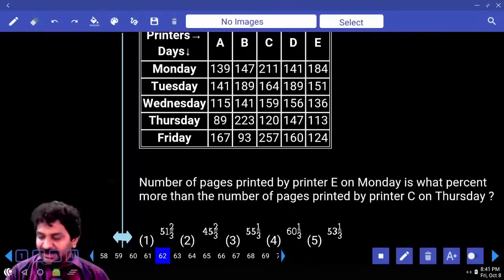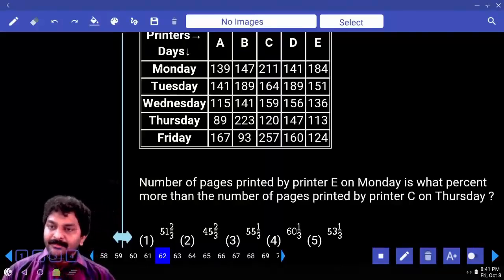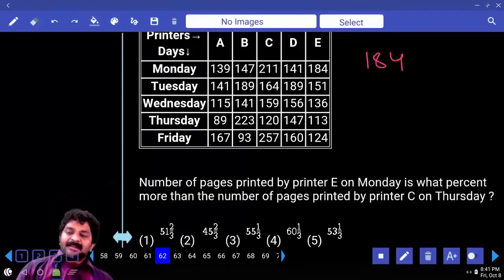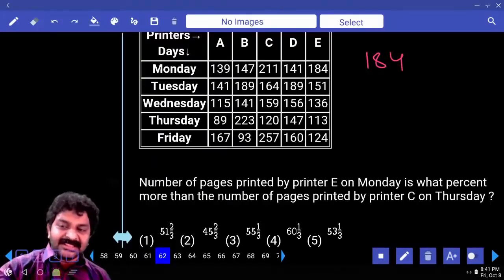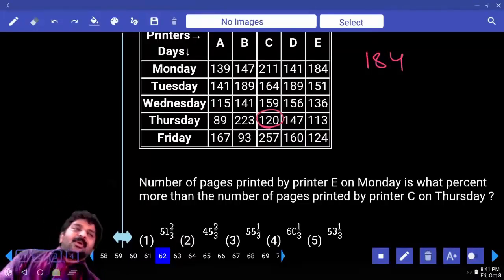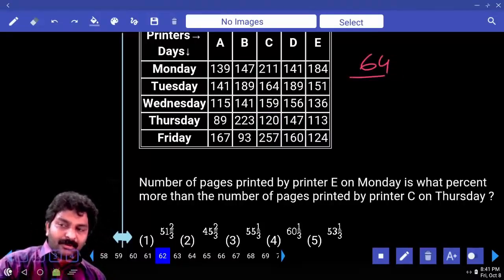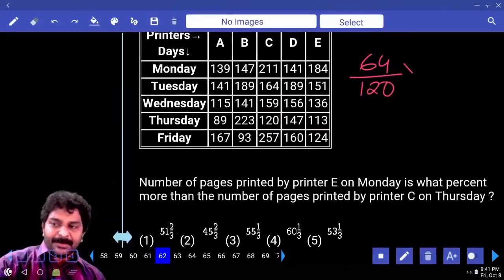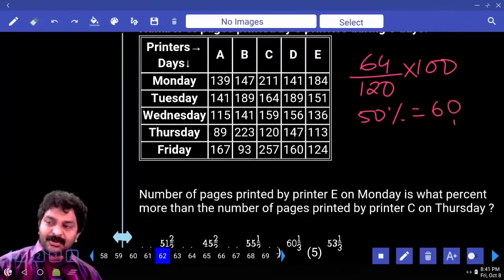Number of pages printed by printer E on Monday, 184 is what percent more than number of pages printed by printer C on Thursday? C on Thursday, 120. 184 is how much more than 120? 64 more with respect to 120. Percentage into, right, what is 50% of the denominator? 60. Numerator is how much more?